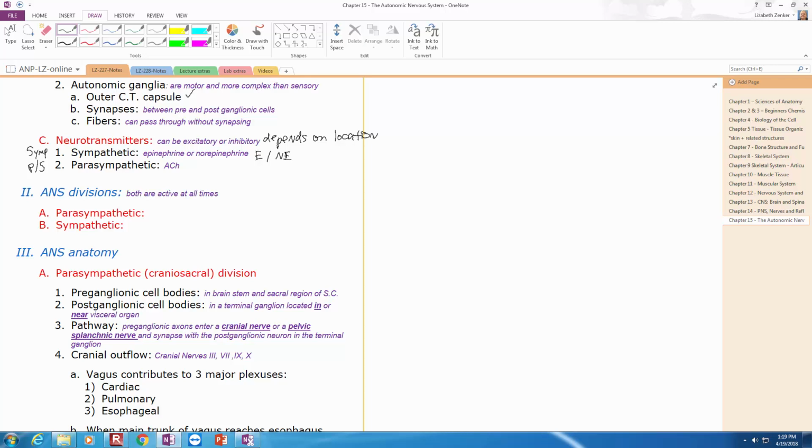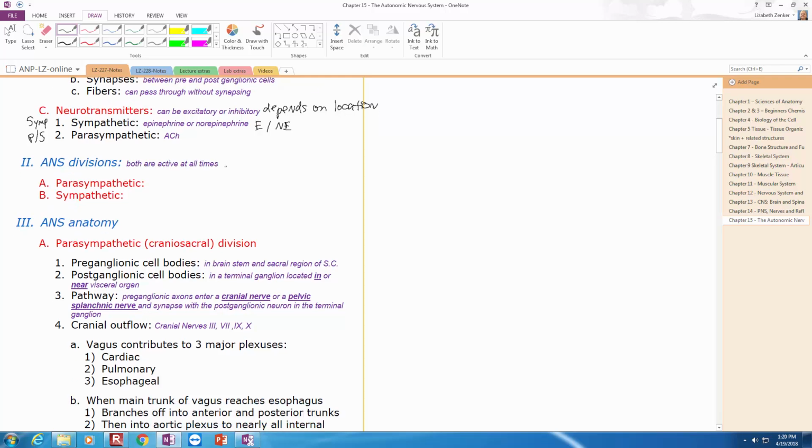So parasympathetic can't ever really override sympathetic, right? You need that emergency system for survival. Parasympathetic will never override it, but it can be dominant at the time because those are the processes you need going on in the body at that moment. So with the ANS divisions, both are active at all times, parasympathetic and sympathetic. It's just that the activity of one will dominate over the other.